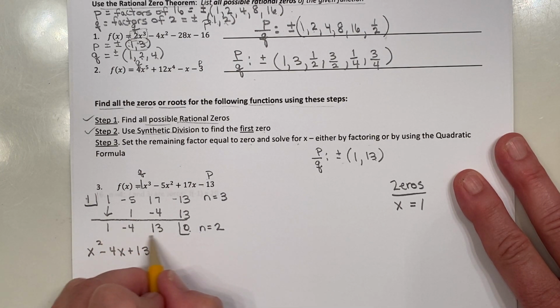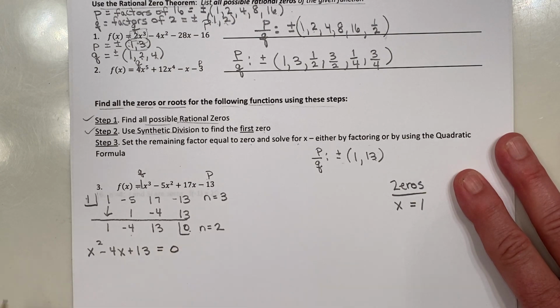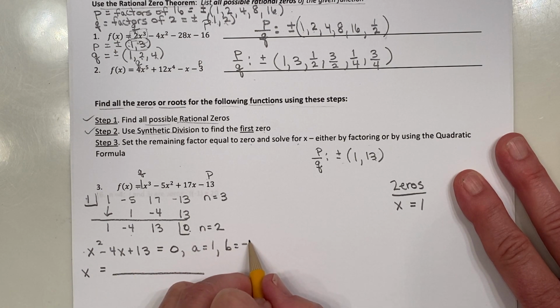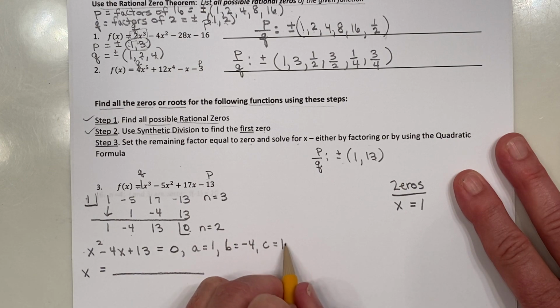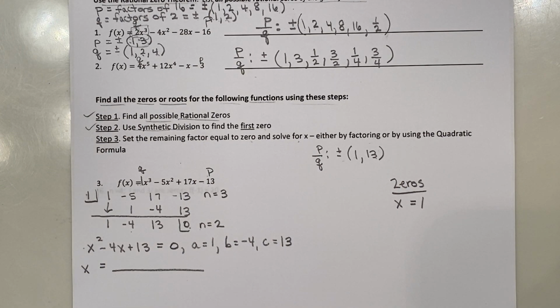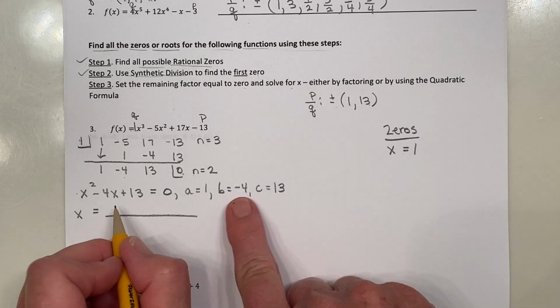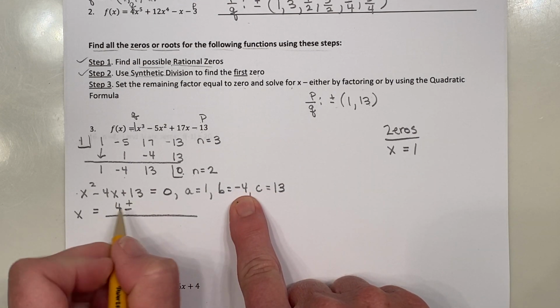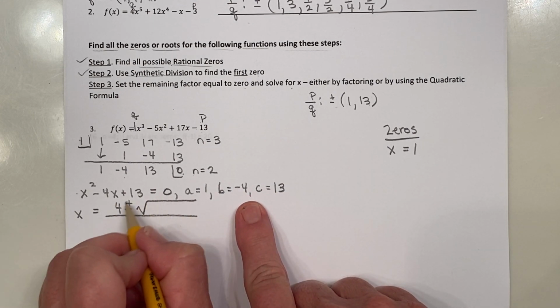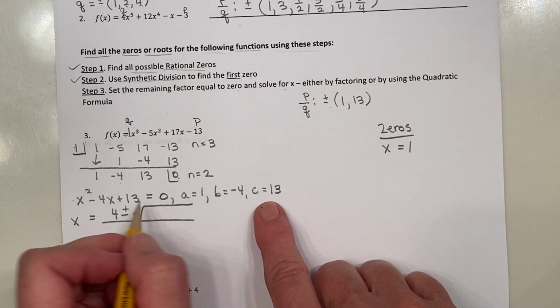All right, so this quadratic factor can be set equal to 0. This won't factor, so I'll have to go to the quadratic formula. A is 1, B is -4, and C is 13. So opposite B, plus or minus. Here's your conjugate pairs of irrational zeros.